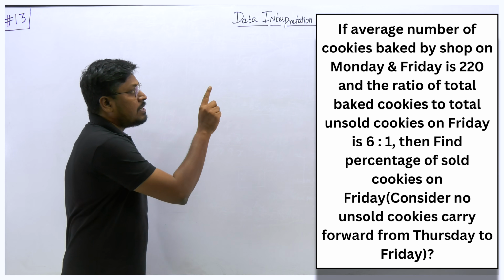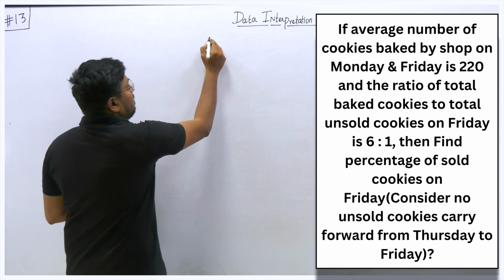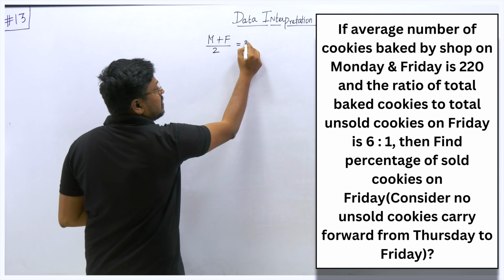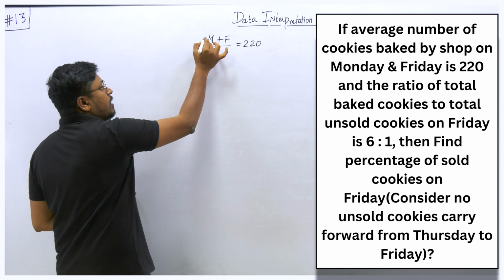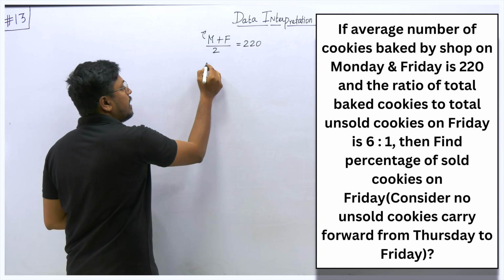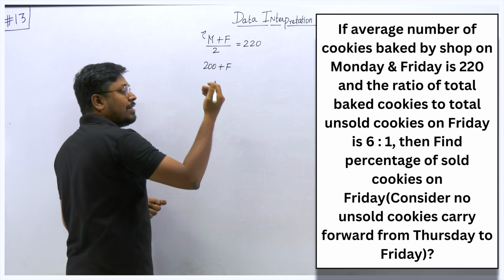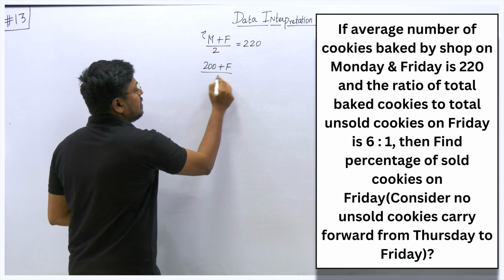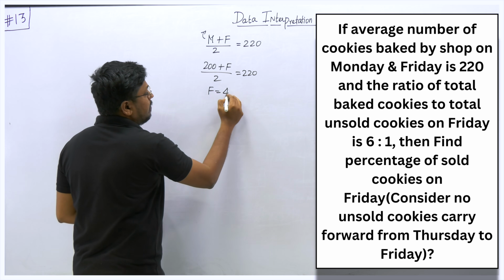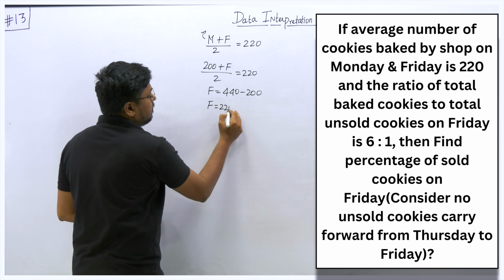So the average number of cookies baked on Monday and Friday is 220. Just see, so Monday, right, and Friday. So average, divided by 2, is equal to how much? 220. We already know that on Monday, how many cookies were baked? Every day, 200 cookies will be baked. So on Monday, 200, plus Friday, we don't know because they have given data only till Thursday. So Friday is the new thing. So divide by 2 is equal to 220. So Friday is equal to 440 minus 200. So the result will be 220.